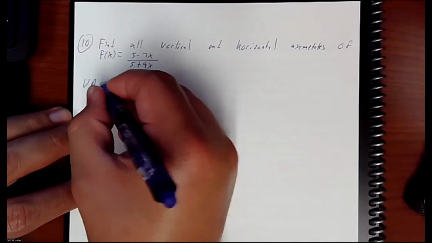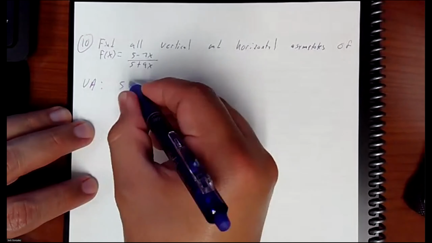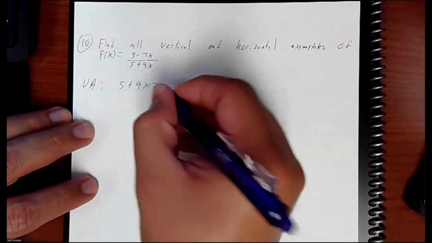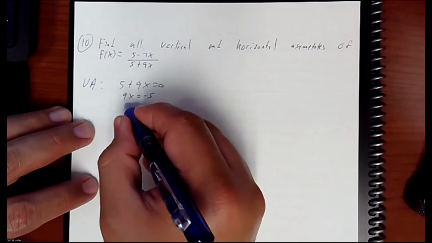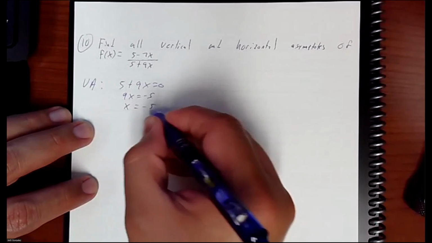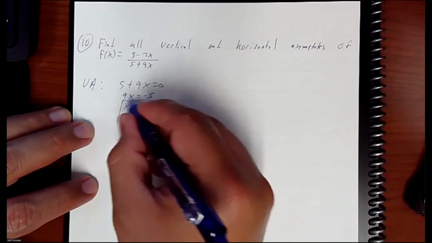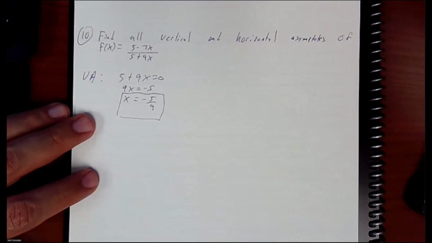Now we said to find the vertical, you set the bottom part to 0 and solve for x. So subtract that over, divide by 9, gets you to here. So this is my vertical asymptote.